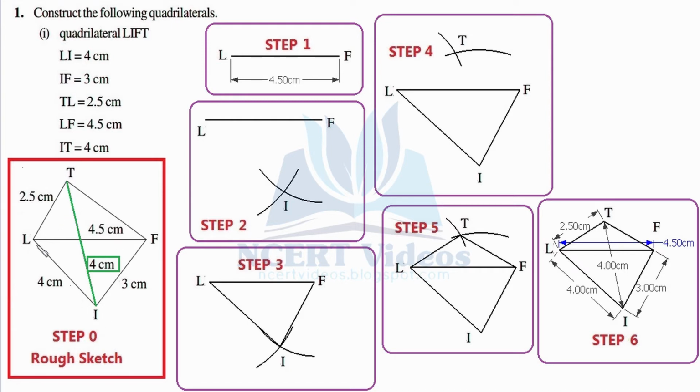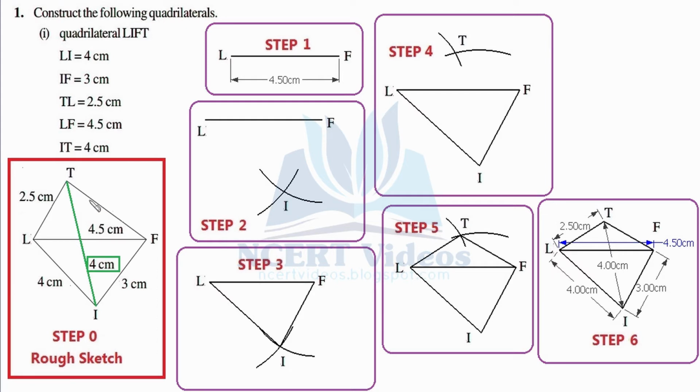Let's first check this measurement. That is, the measurement of line segment LI is 4 centimeter. Well, that's correct. Now, IF is 3 centimeter. IF is 3 centimeter, correct. TL is 2.5 centimeter. TL is 2.5 centimeter. LF is 4.5 centimeter. LF is one of the diagonals and its measurement is 4.5 centimeter.